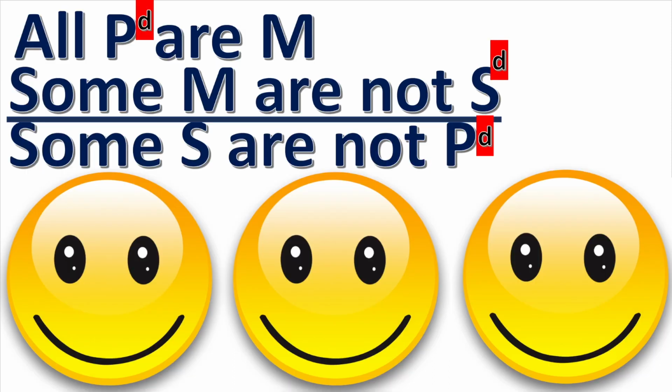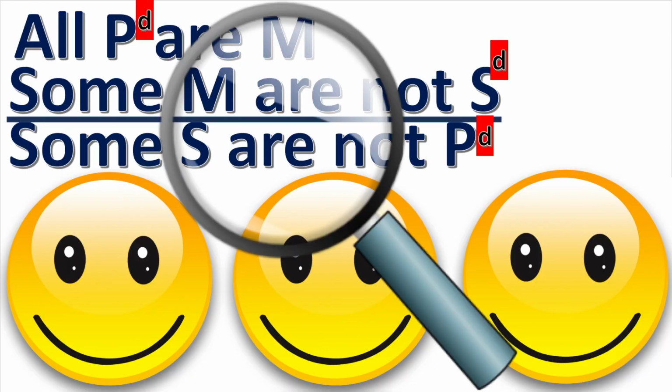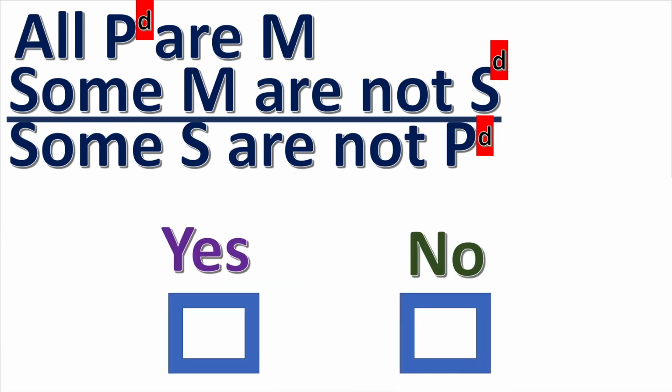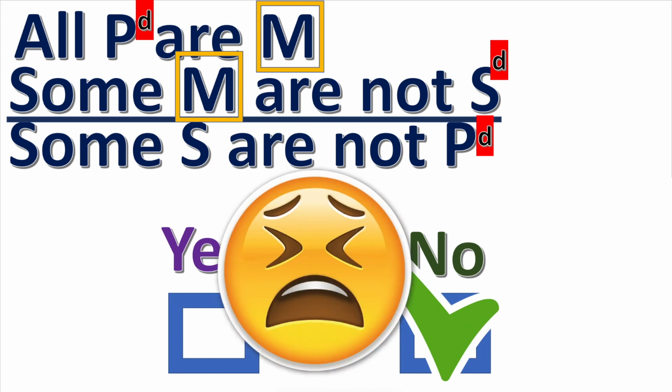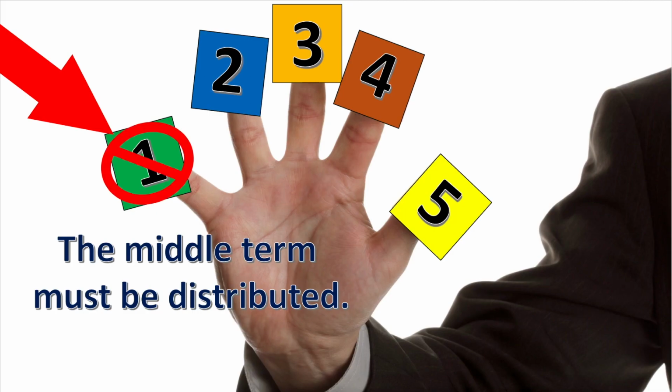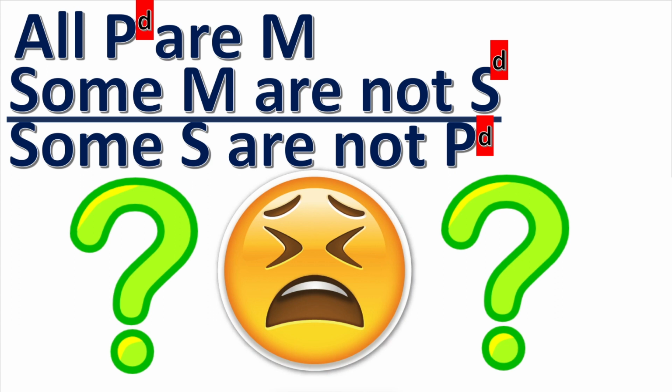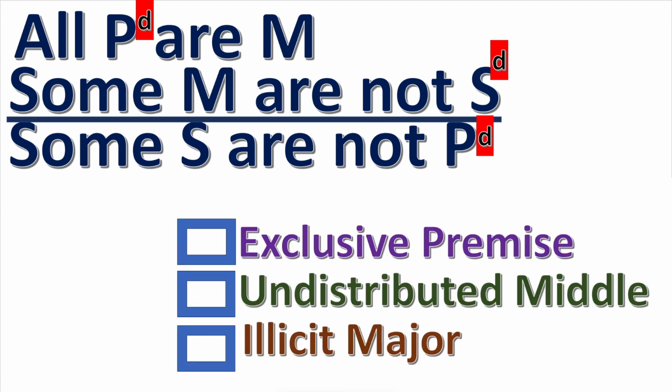Next, look at the syllogism. Is the middle term distributed? Press pause if you need more time. The answer in 3, 2, 1. The middle term is not distributed in either premise. Rule 1 is broken. So what fallacy is committed? Press pause if you need more time. The answer in 3, 2, 1.